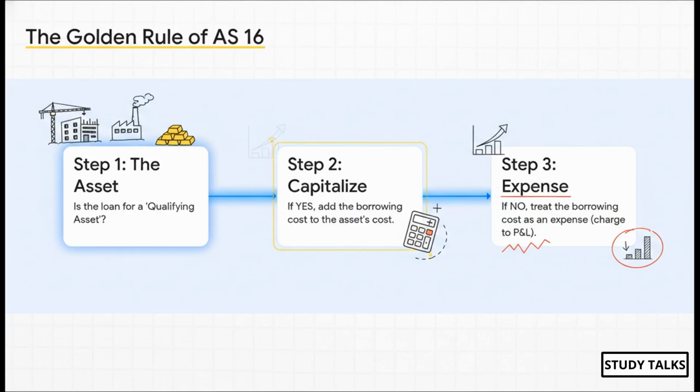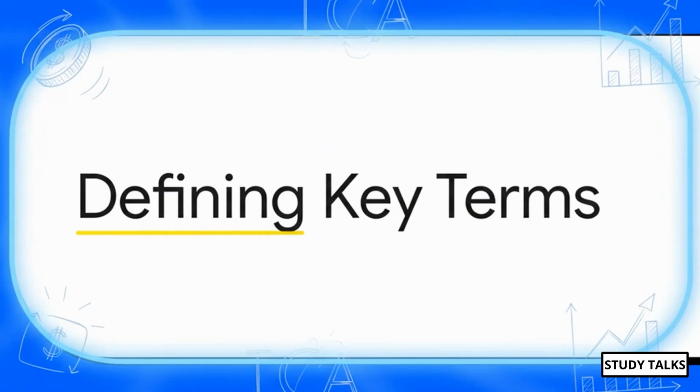If the answer is no, then you do what you'd normally expect. Treat it as an expense and charge it straight to the P&L. This split is the crucial first step in every single AS 16 problem. Get this wrong and the whole thing goes sideways. So that immediately brings up a couple of obvious questions, right? What exactly counts as a borrowing cost, and what on earth is a qualifying asset? Let's get those definitions down pat.